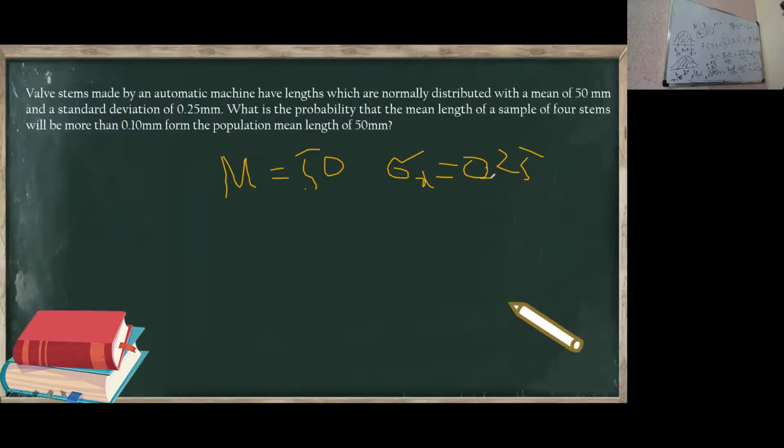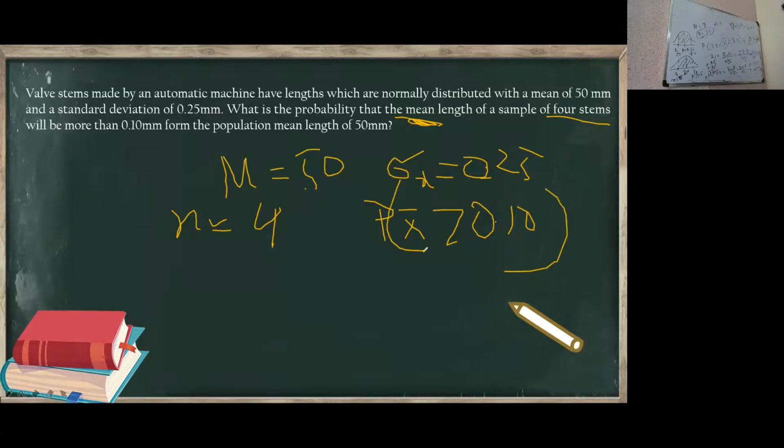What is the probability that the mean length of a sample of four stems, n equal to 4, is more than the probability of x bar, because we are talking about the mean length. So the deviation is 0.10. That's what we know. I hope that you can easily solve this question, right? So draw this one. You have mean mu 50. If this is 50 and you want to see where it is greater than 0.10 millimeter, you can find out the value.